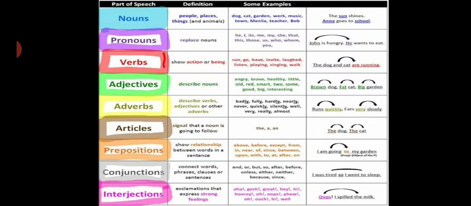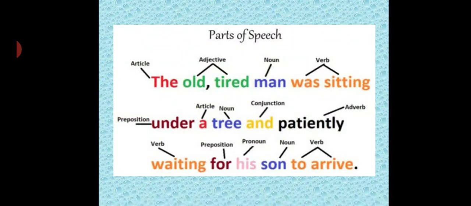So students, we have revised these parts of speech. Now, in some sentences, we can identify these parts of speech. Take an example: the old tired man was sitting under a tree and patiently waiting for his son to arrive. In this sentence, almost all the parts of speech are covered.